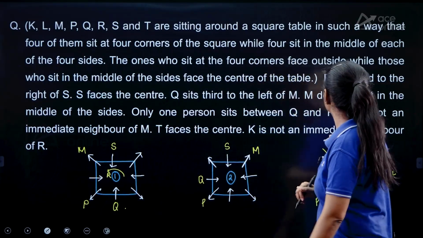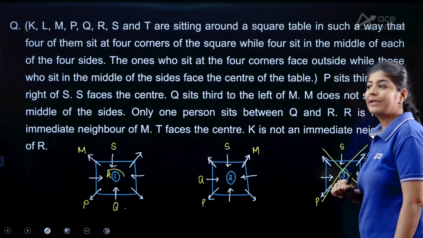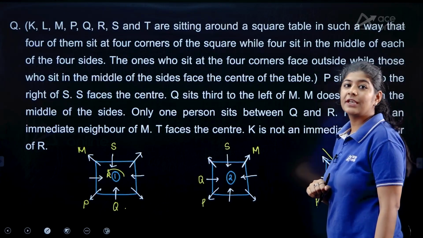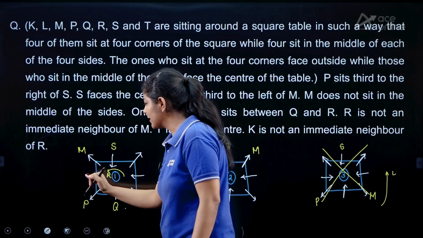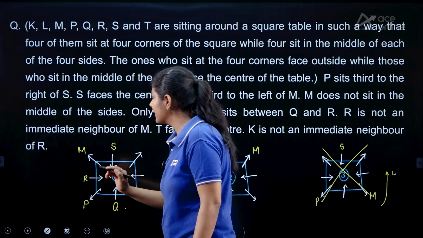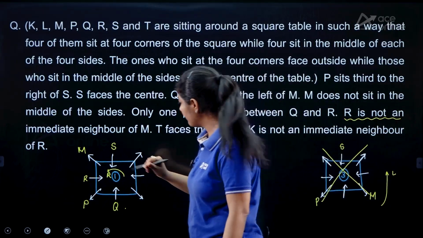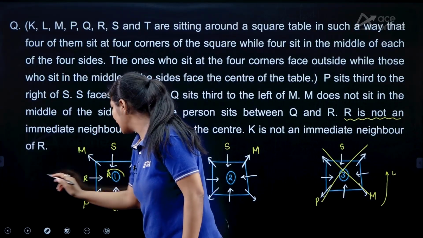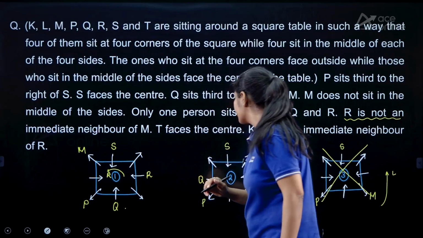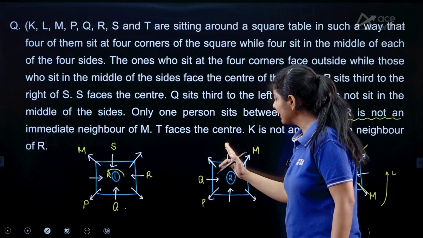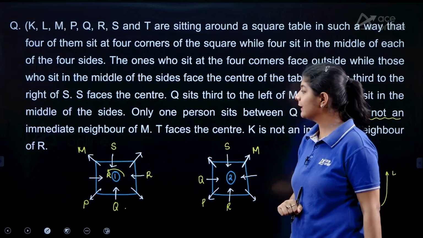Next. Only one person sits between Q and R. R is not an immediate neighbor of M, okay? Only one person, so it may be this one or this one. If we put R over here, then the condition that R is not a neighbor of M is not fulfilled. So we are not supposed to put R over here. So this is the only position we have for R. We can't go this side as this place is already occupied by S. So we can put R over here, right?